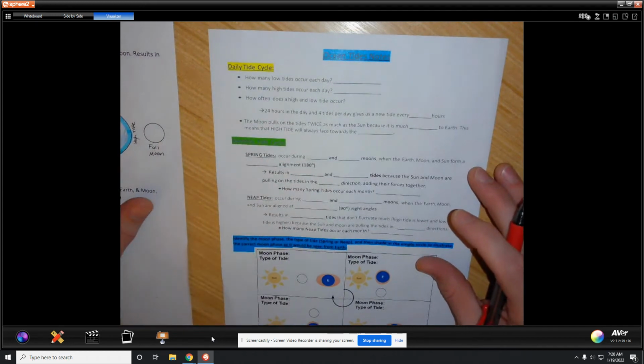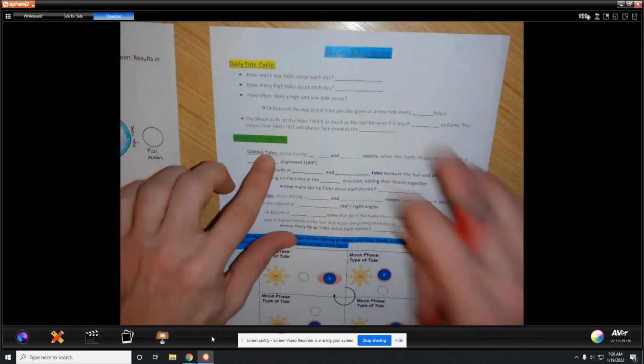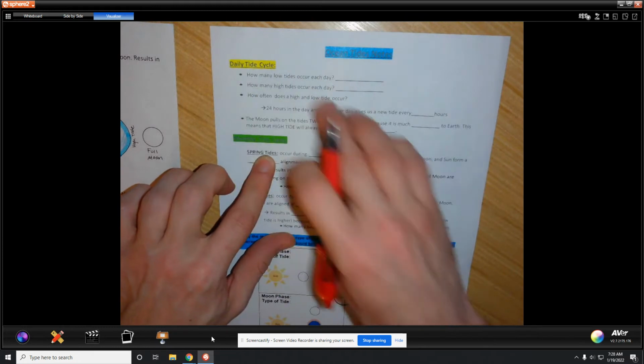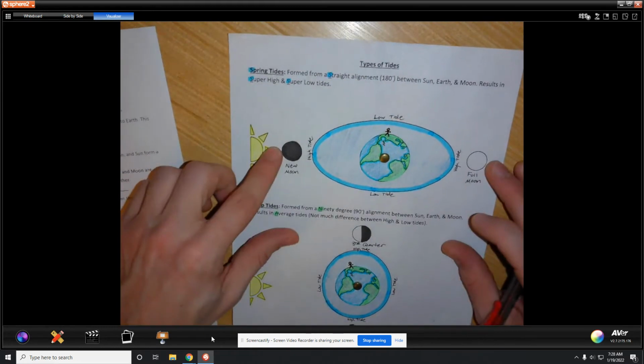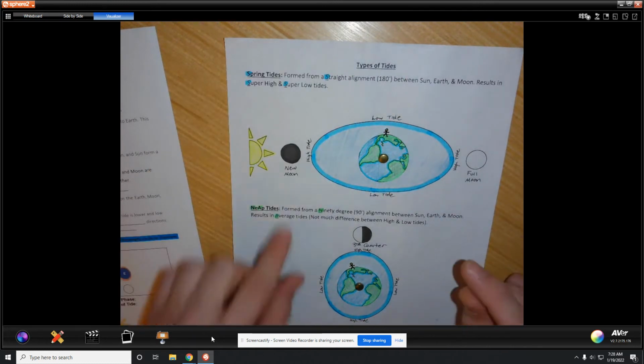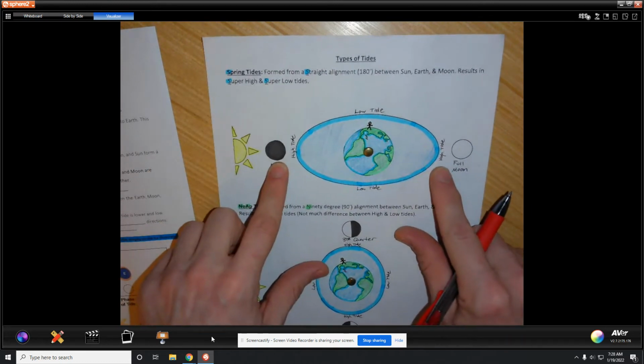I'm going to use a little model that I created to help us fill out this top portion on the daily tidal cycle. For the daily tidal cycle, we're always going to have high tide and low tide, based on where the alignment of the moon is at.